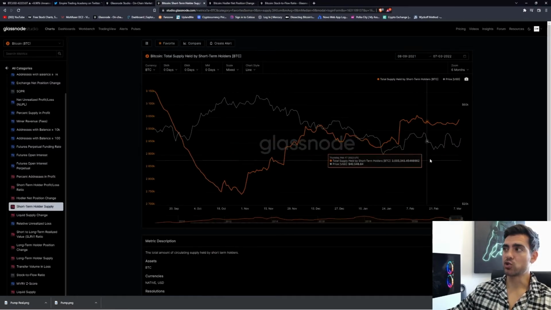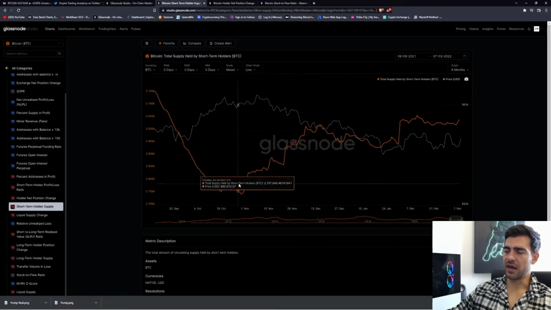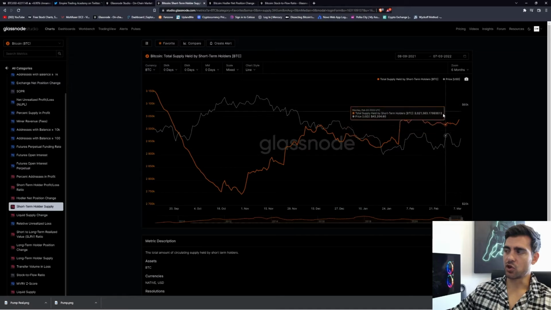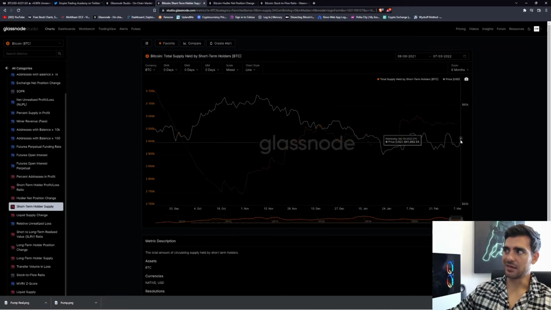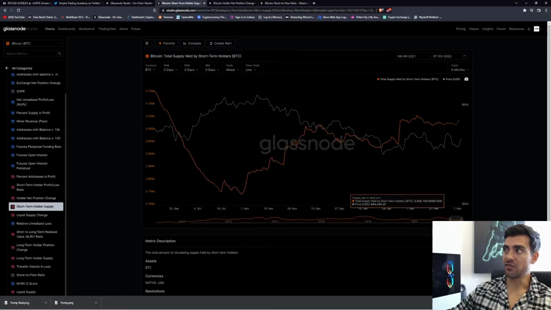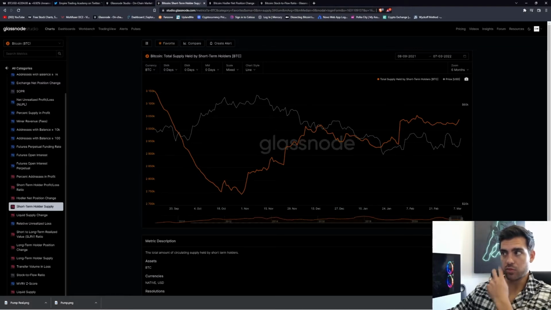Second, short-term holder supply. We're looking at the 6 months. This is the last 6 months, and they are continually starting to push this up. The latest move here, with our push up to 42,000 now. Obviously, if you look at the metric, short-term holders are primarily pushing that up.